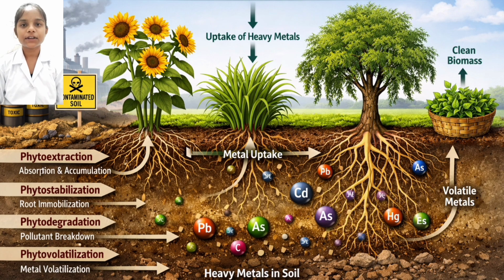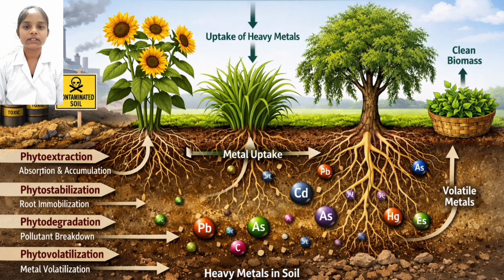Next step is phytostabilization, which means root immobilization. In phytostabilization, plants do not remove metals completely. Instead, roots bind or immobilize metals in the soil. This prevents metals from spreading to groundwater or entering the food chain. It reduces the mobility and toxicity of contaminants.